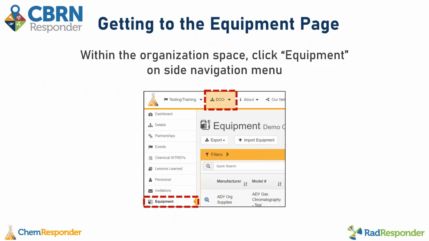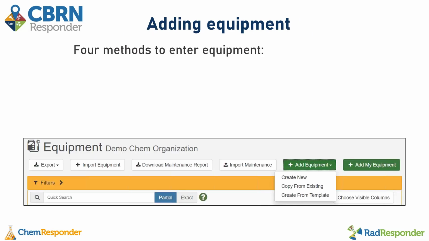To first orient ourselves a bit, to get to your equipment page, you want to first make sure you're in the organization space. I'm going to be using this demo chem organization, this DCO org for today's webinar. On the side navigation, you go to equipment, and that will bring you to the main equipment table. There are 4 methods for adding equipment to your organization.